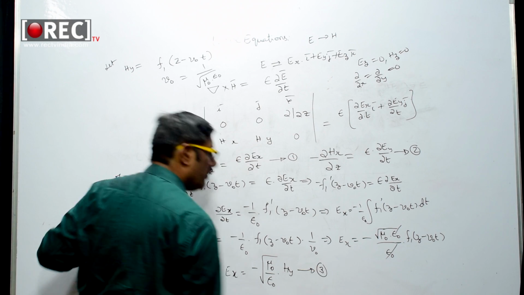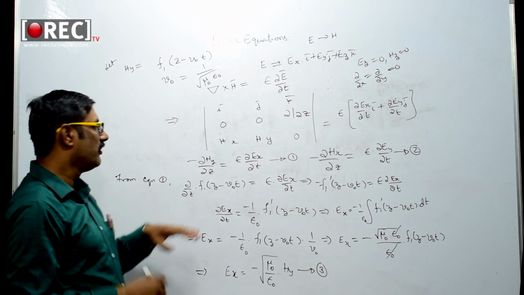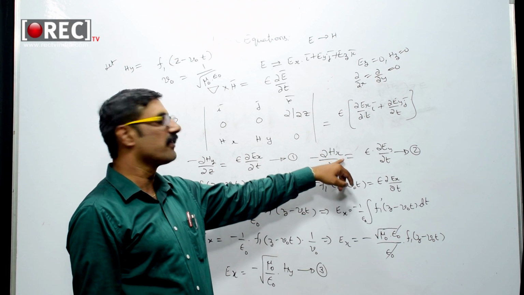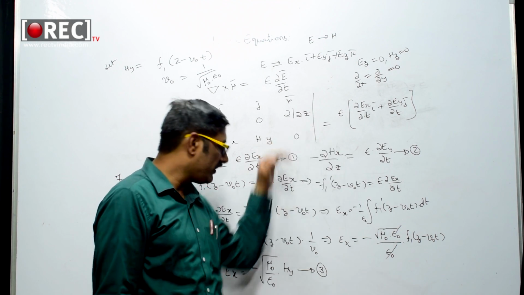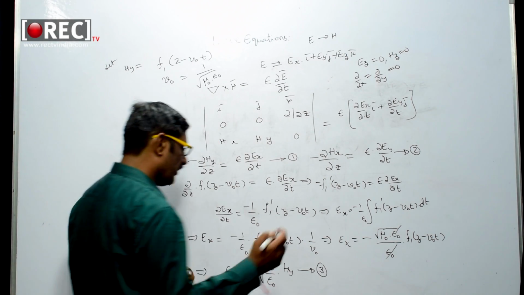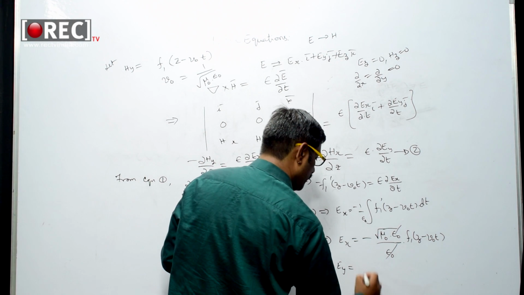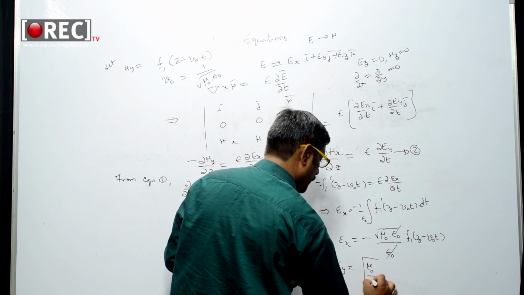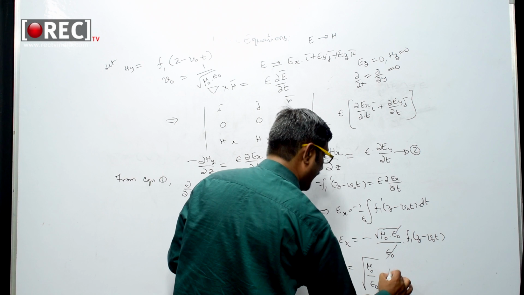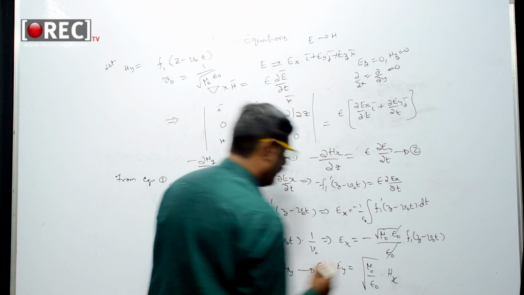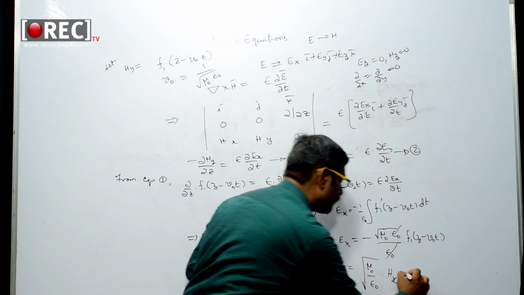Okay. Now on a similar analysis, by taking equation number 2 and assuming Hx as another function f2, we can easily arrive at another conclusion like this. So Ey is equal to plus root of mu naught by epsilon naught into Hx. Okay, did you get this equation number 4?